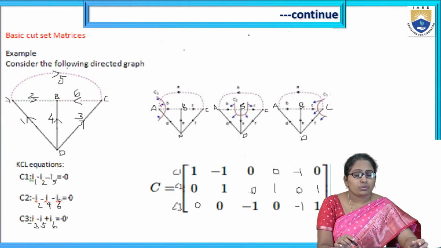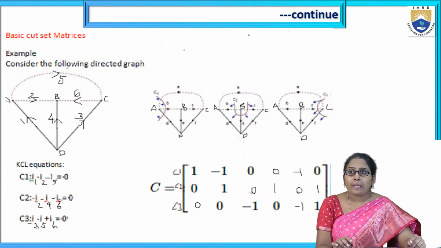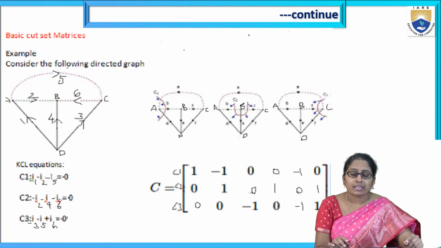Now, I'm showing the next step: the possible number of cut sets. Here we know what is meant by a cut set. It is nothing but a minimal number of branches which consists of one and only one branch of the tree together with the links.